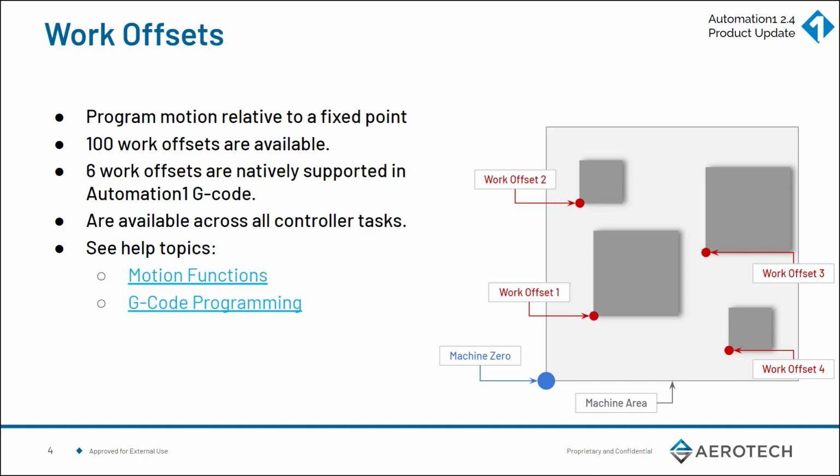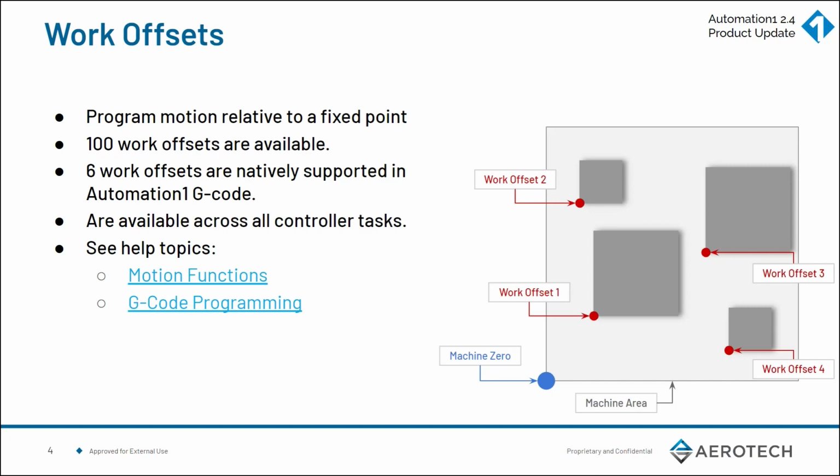Work offsets allow you to program motion relative to a fixed point. There are going to be over 100 work offsets available in Automation1. And if you can tell from the image to the right, the machine area consists of 4 different work offset points and a machine 0 point. You can again go up to 100 different work offset points in this new beta feature for Automation1. These work offsets are available across all controller tasks. So you'll set them in one task, but they'll be available to all controller tasks.